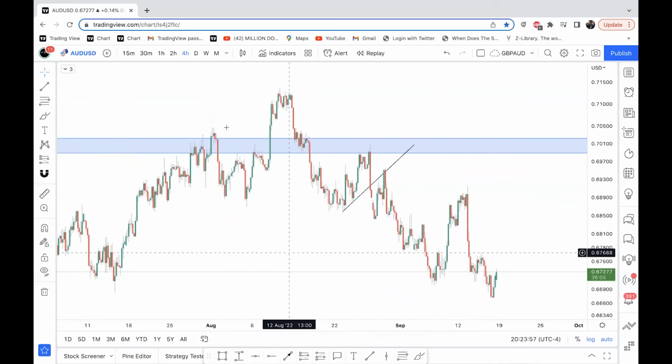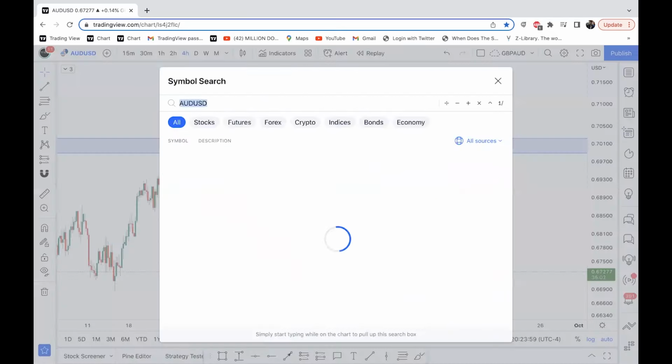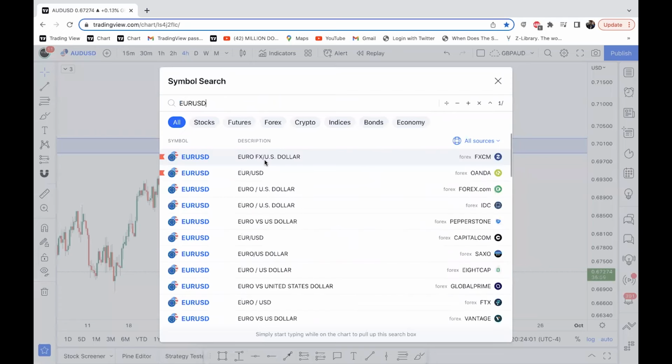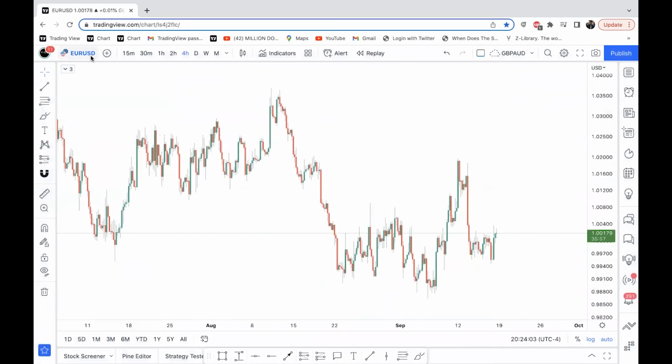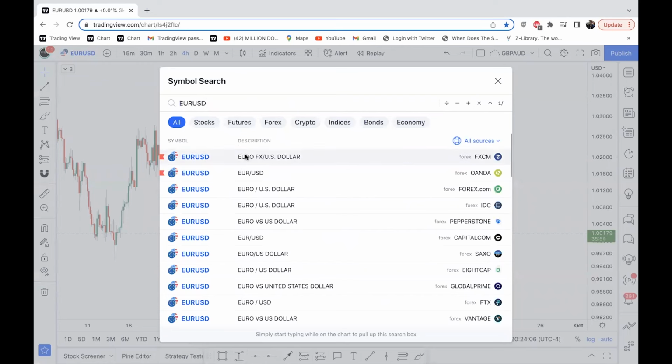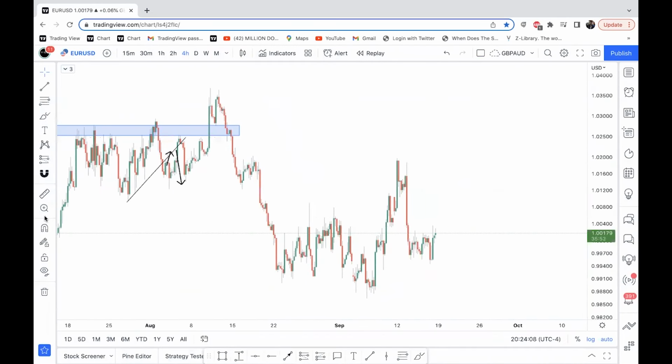All right. So really just play off structure, and then you'll be good. Let's look at another. Let's look at EU.